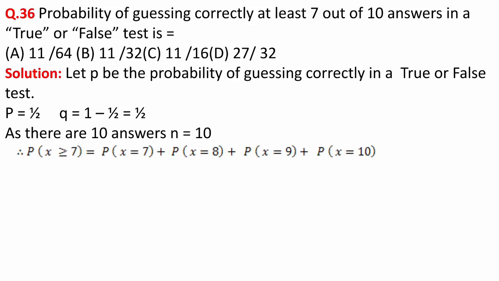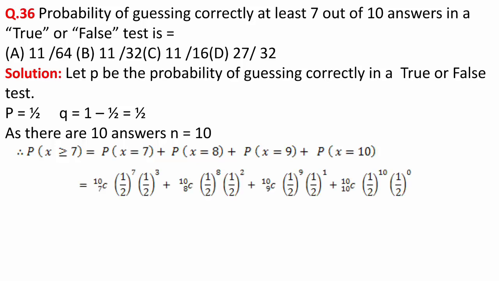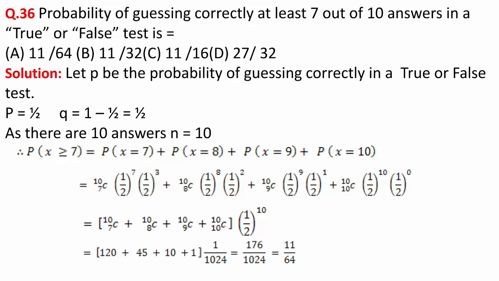And probability of x greater than or equal to 7 is nothing but probability of x equal to 7 plus probability of x equal to 8 plus probability of x equal to 9 plus probability of x equal to 10, which is nothing but 10C7 into 1 by 2 raised to 7 into 1 by 2 raised to 3, plus 10C8 into 1 by 2 raised to 8 into 1 by 2 raised to 2, plus 10C9 into 1 by 2 raised to 9 into 1 by 2 raised to 1, plus 10C10 into 1 by 2 raised to 10 into 1 by 2 raised to 0, which is nothing but 10C7 plus 10C8 plus 10C9 plus 10C10 into 1 by 2 raised to 10, that is 120 plus 45 plus 10 plus 1 into 1 by 1024 equal to 176 by 1024, which is nothing but 11 by 64, and hence correct option is A.